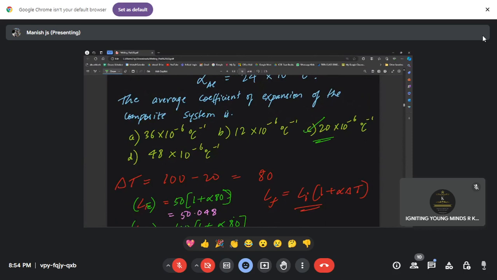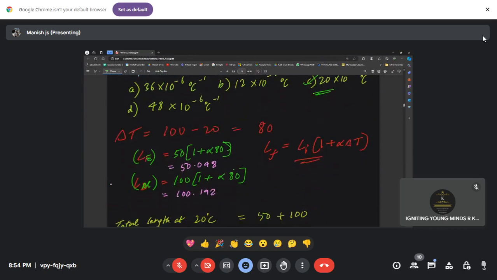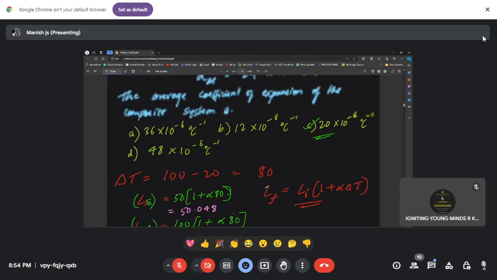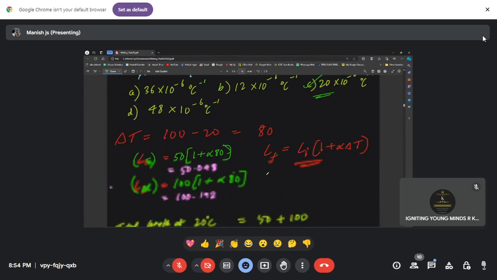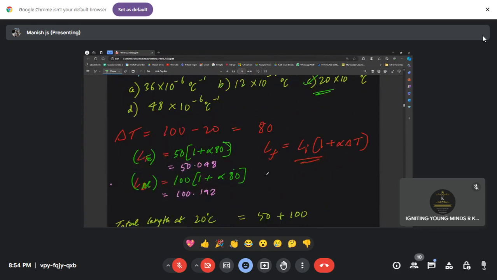This is the answer. That's how you approach this question. Use the relation, find out the length at 100 degrees Celsius, and find out the length at 20 degrees, as per the question itself. You will find this is 150, and then substitute. That's how you do it, children.